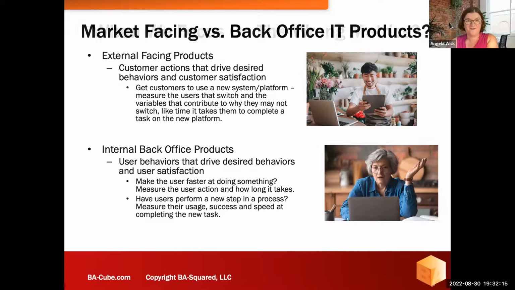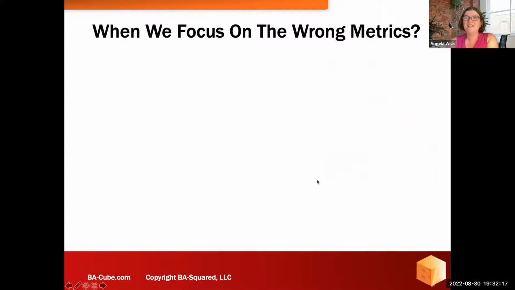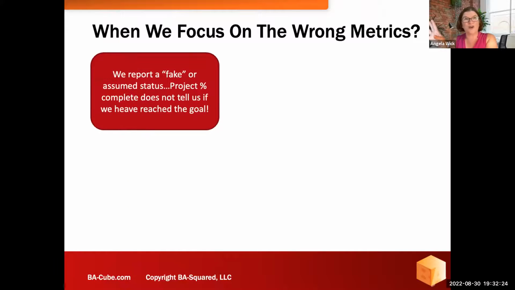Thank you. So what happens when we focus on the wrong metrics? And I know a lot of you will resonate with this, right? When we focus on those older project or requirements metrics, we're often reporting a fake or assumed status of project percent complete, and it doesn't really tell us if we've reached the goal. So for example, if someone says, what percent are requirements complete? And you're like, oh, they're 80% complete, and the project is 20% complete. We could then implement and not meet a customer change goal at all.